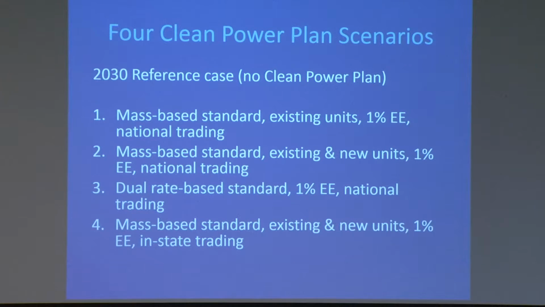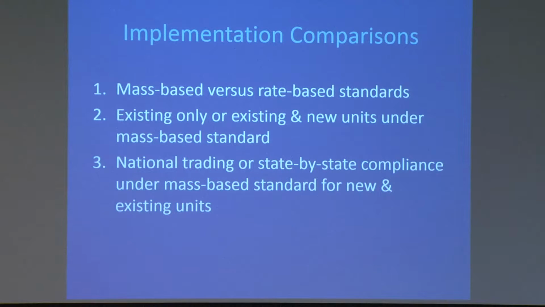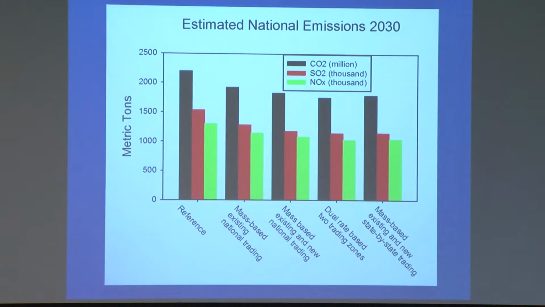One is the way states would assess this. Would this be a mass-based approach where there would be a cap for a particular state, or would it be a rate-based approach where there would be emissions per unit? And what are the implications of that? Does it include existing units only, or new and existing units? Is there trading options that are available that would be implemented? And so we're trying to do a similar approach, but look across these different options and evaluate what the implications would be. So we'll use a very similar approach right now.